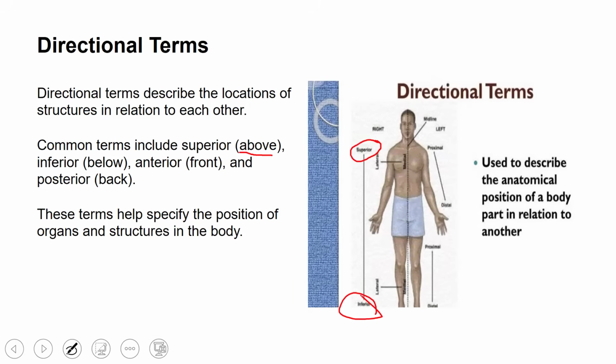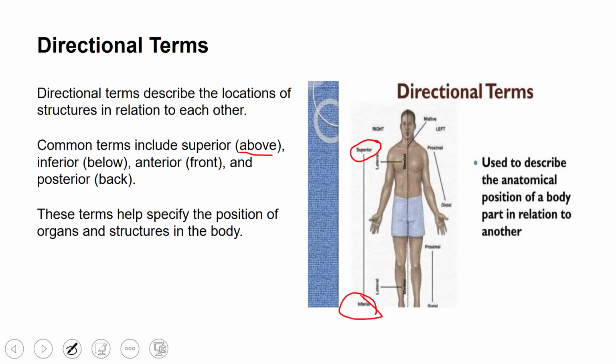These terms help specify the position of organs and structures in the body. So you can say inferior of the kidney, it means below the kidney. Superior of the kidney, it means above the kidney. Anterior of the head, it means front of the head. Posterior of our head, it means the back of our head. This is used to describe the anatomical position of a body part in relation to another. So these are the directional terms.